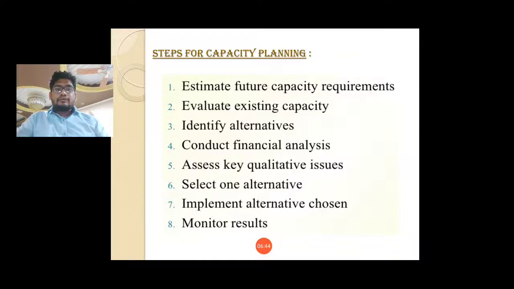Fine. Conduct financial analysis. You must always conduct a financial analysis to get things in an aligned and structured manner, which will help you to increase the profitability of the business. Fine. We must assess qualitative issues. Select one alternative, implement the alternative chosen, and monitor the result. After choosing an alternative, one must implement the same. Okay, and after getting the result, one must monitor the result as well.